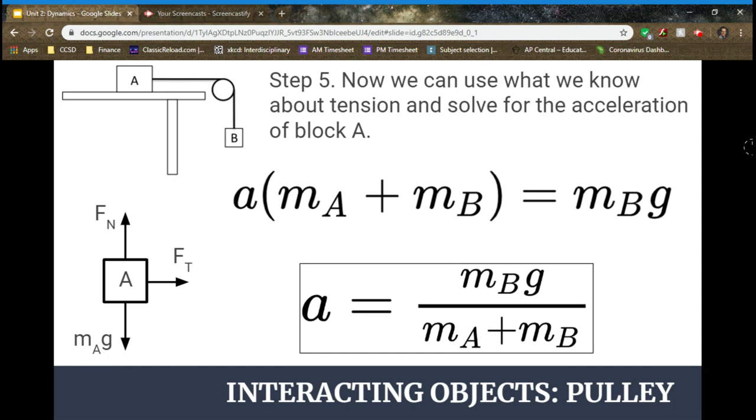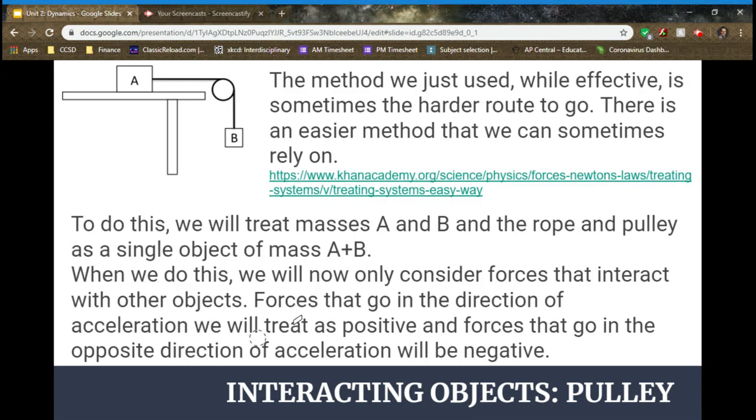Okay. Hopefully that makes sense. If not, go back over it again so make sure you can follow it. All right. So the method that we just used is effective. Those 5 steps will always work. However, sometimes it's actually the harder route to go. All right. Sometimes we can actually do something to simplify and it's an easier method, okay?